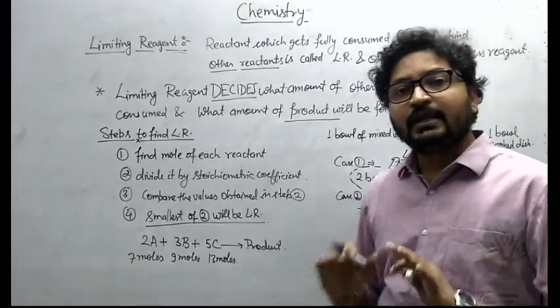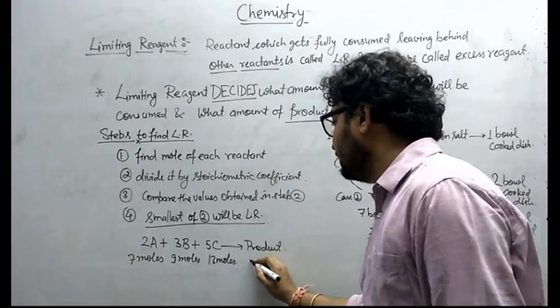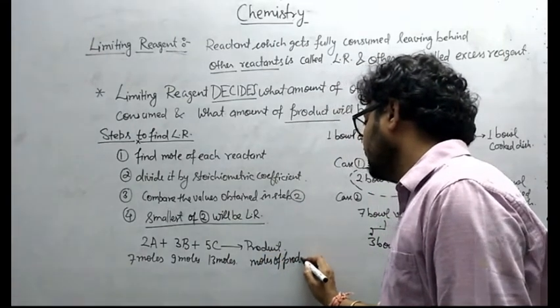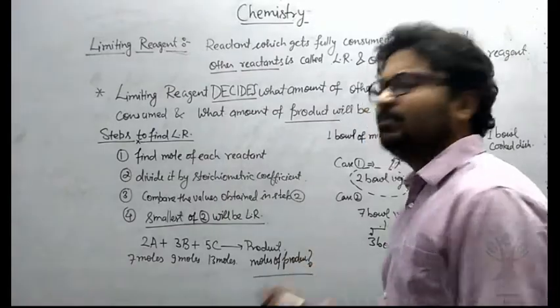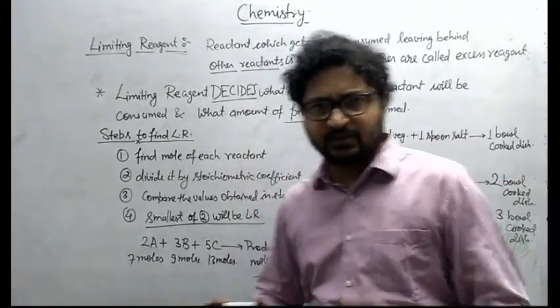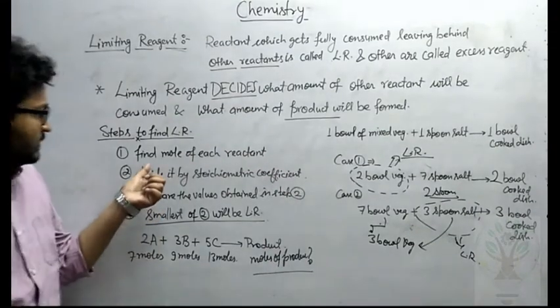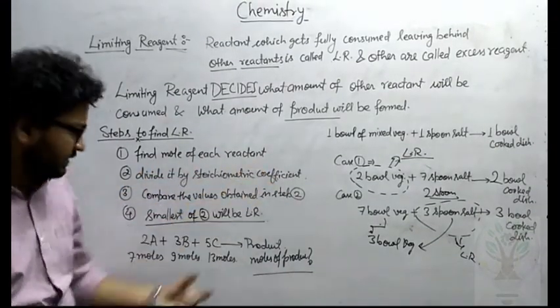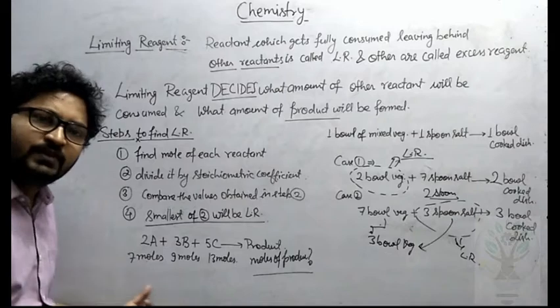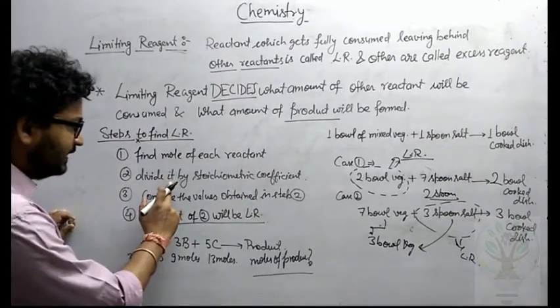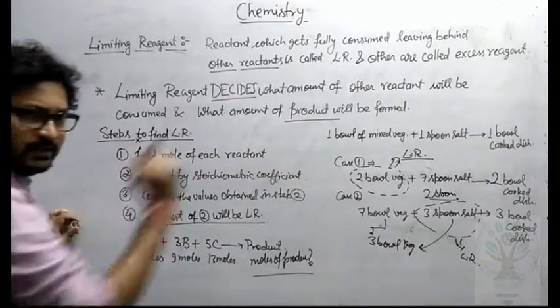Now they are asking how many moles of product will be formed. Or, leave that, let's find the limiting reagent. This is our aim. So what is our first step? The first step is to find the moles of each reactant. We already know the moles of each reactant, so the first step is over.